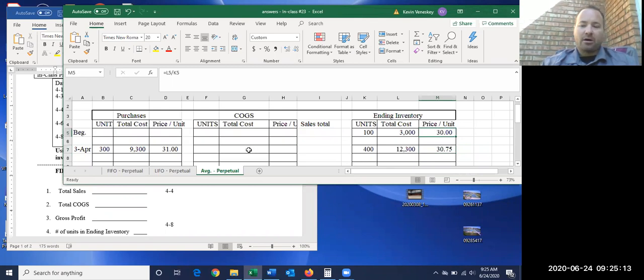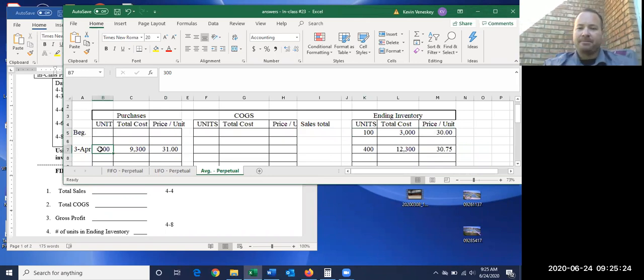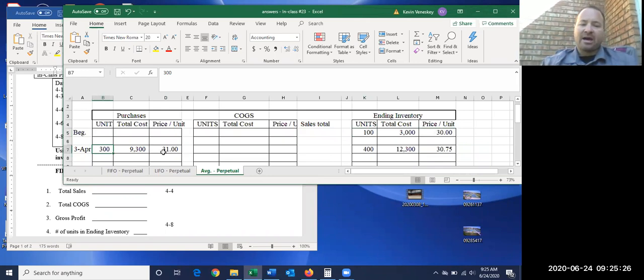You might look at this and say, oh, well, the average price should be $30.50. Well, that would be the case if we had the exact same number of units, both of them coming in. But we have more items at the higher price, so therefore our average is going to skew to the higher end of the two differences.